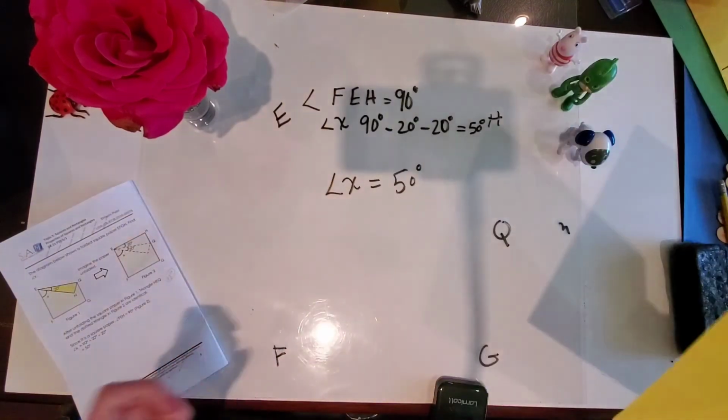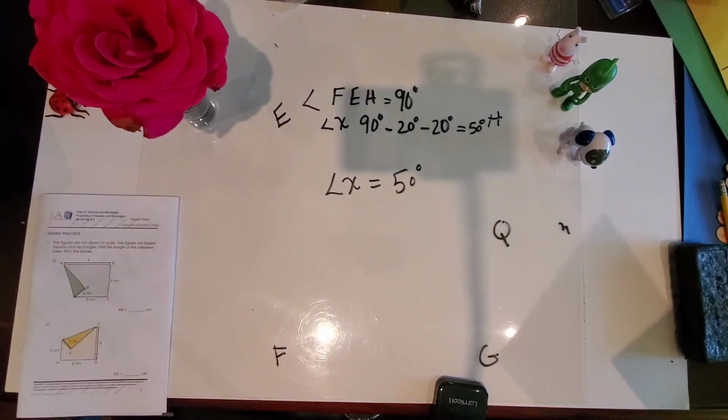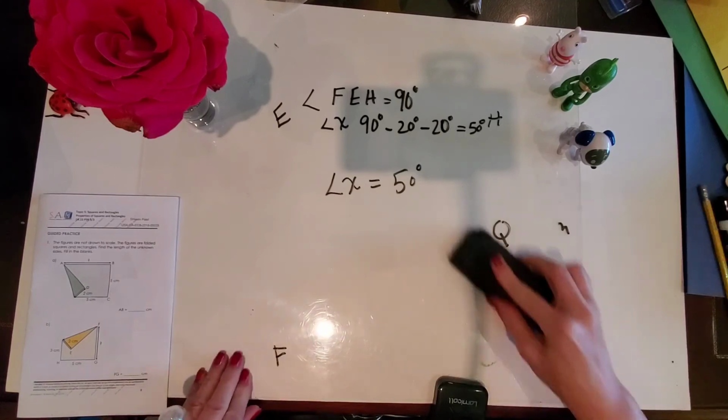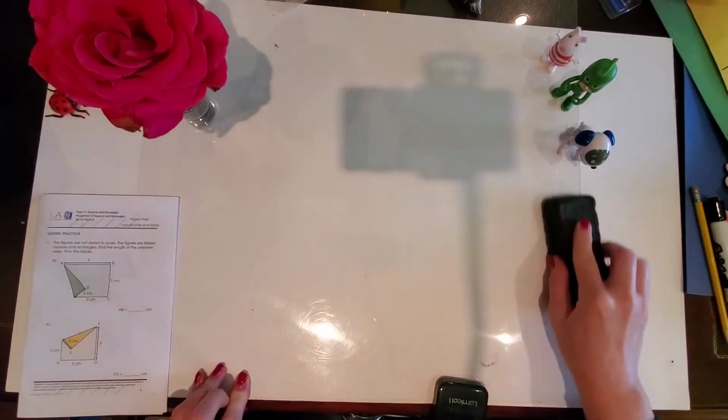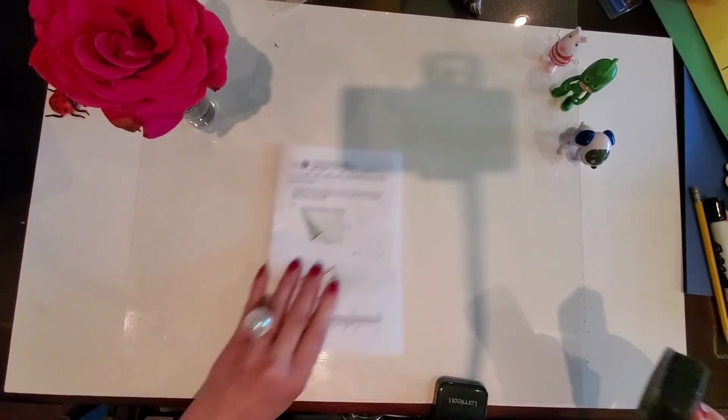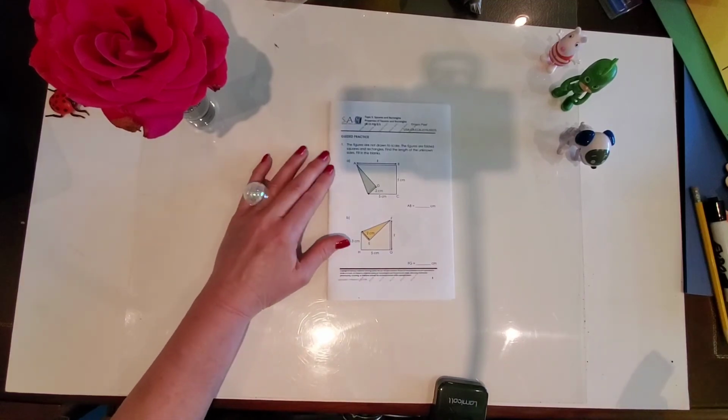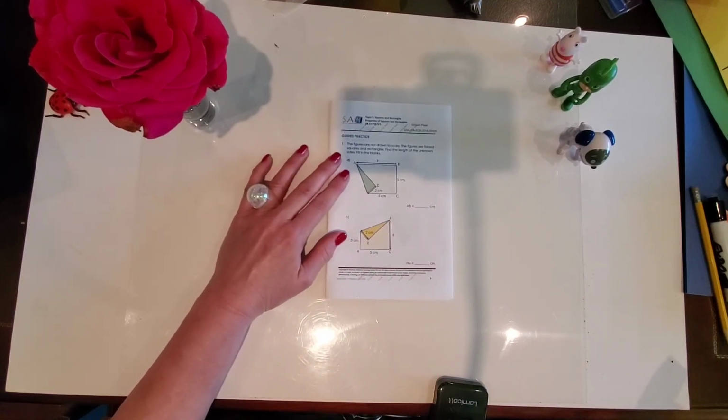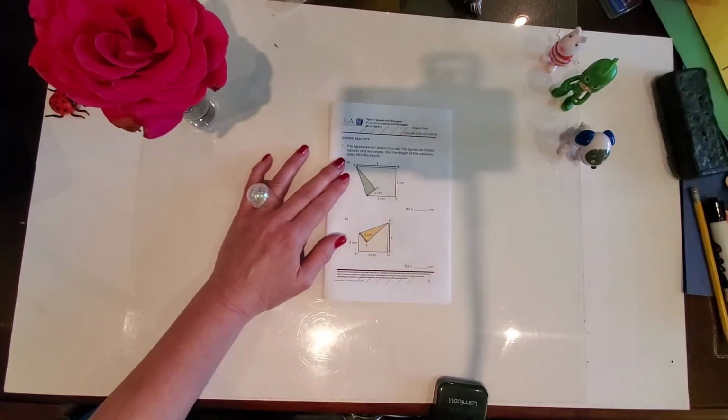Okay, so we're going to move on to now the guided practice on page 3. And we can review the first one. The figures are not drawn to scale. The figures are folded squares and rectangles. Find the length of the unknown sides and fill in the blanks.